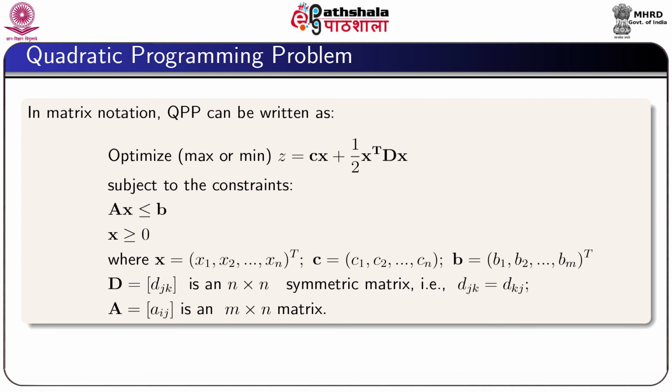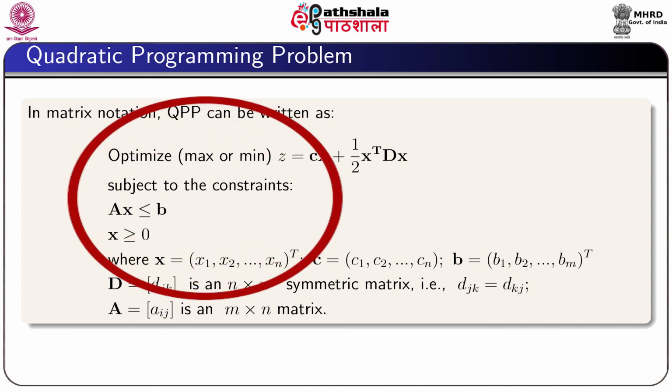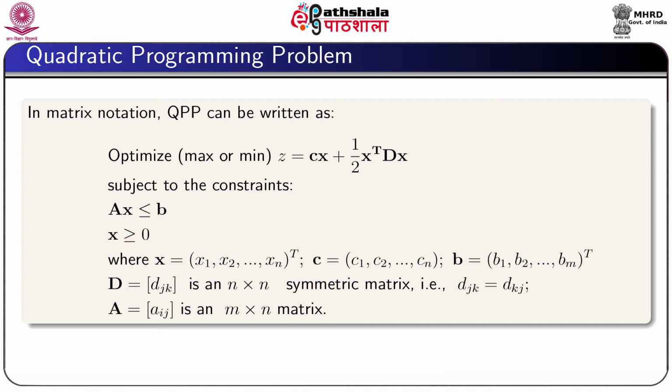In matrix notation, we can write QPP as optimize Z equals Cx plus half x transpose Dx, subject to the constraints Ax less than or equal to b, x greater than or equal to 0, where x is equal to (x1, x2, up to xn) transpose, C is equal to (c1, c2, up to cn), b is equal to (b1, b2, up to bm) transpose, and capital D is an n by n symmetric matrix, A equal to Aij is an m by n matrix.